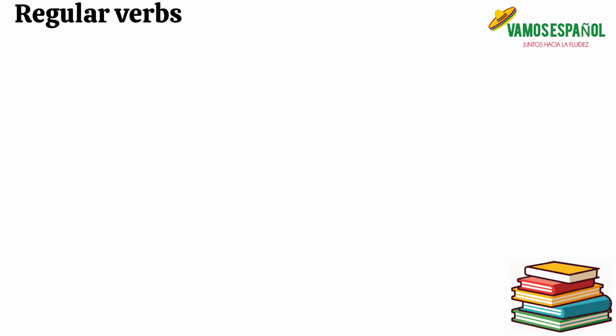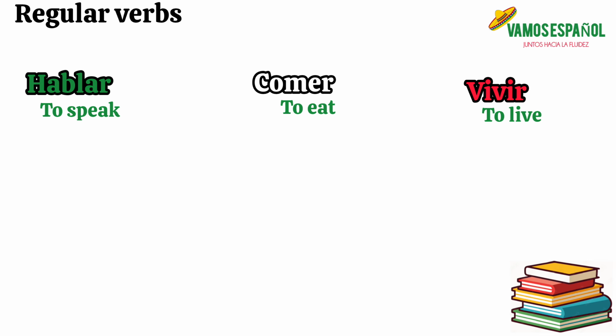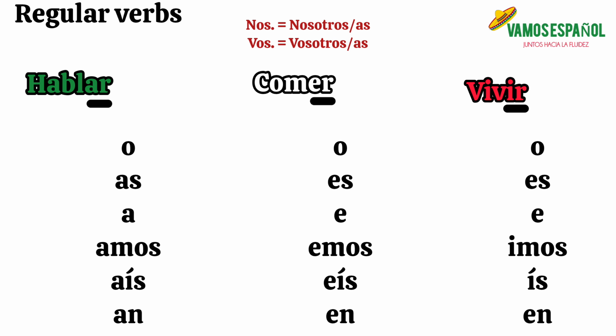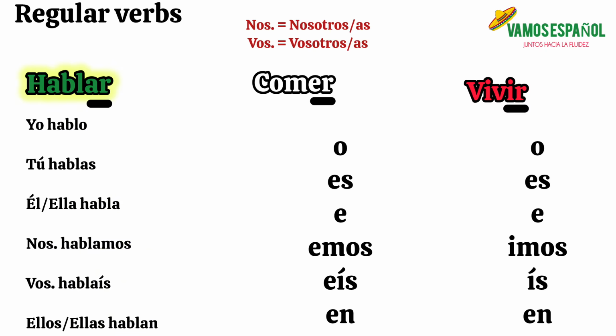For the regular verbs, we're working with just hablar, comer, and vivir. And here's how we do it. We take off the regular verb endings, that's the AR, ER, and IR, and then we replace them with new endings to fit the subject pronoun. For example, for every AR verb, we have o, as, a, amos, áis, an. So hablar automatically becomes hablo, hablas, habla, hablamos, habláis, hablan.